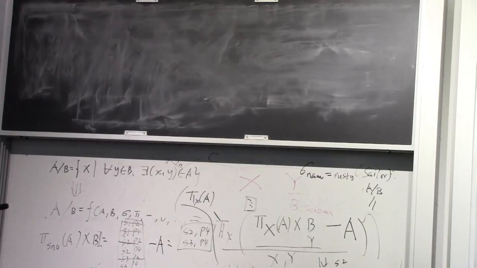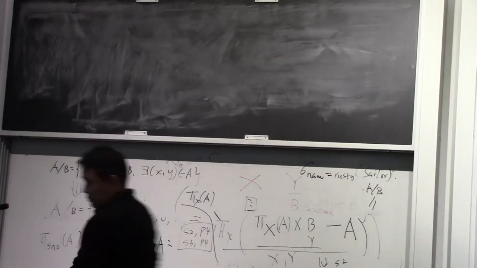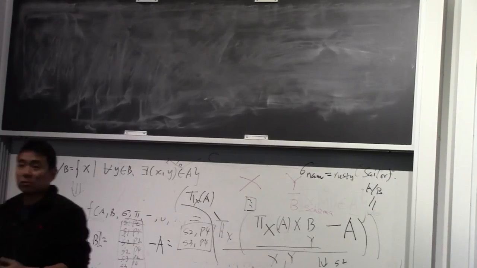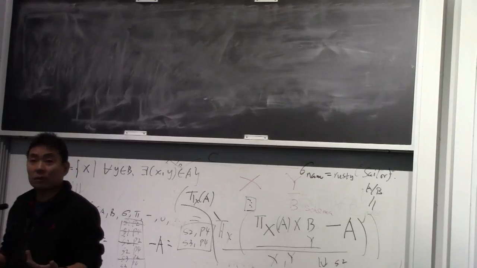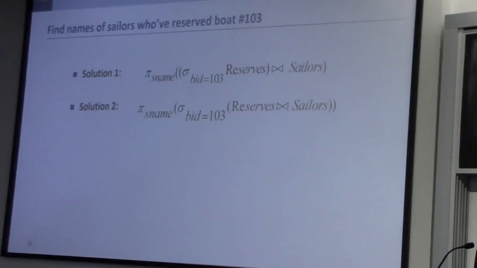The right way of constructing a query is to write a query such that it works in all possible scenarios, no matter how users change their instances. So how do we write this query? You naturally join reserve and sitters, and then you select those records with boat ID equal to 1 or 3, and you print out the sitter name. That's one solution.